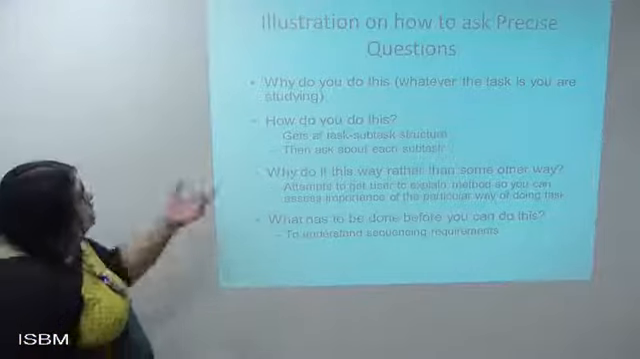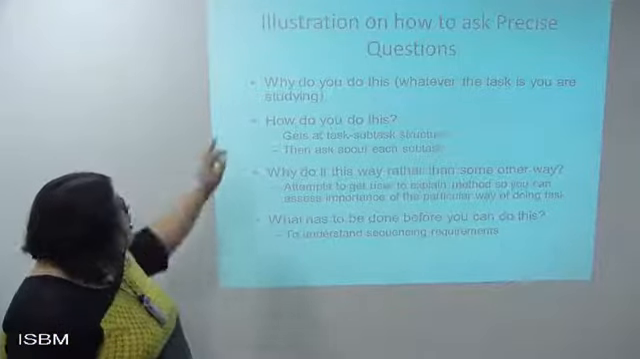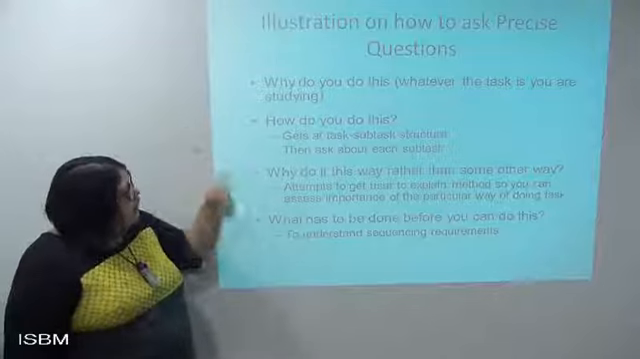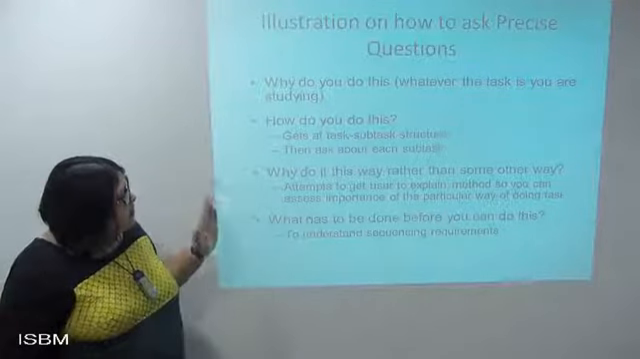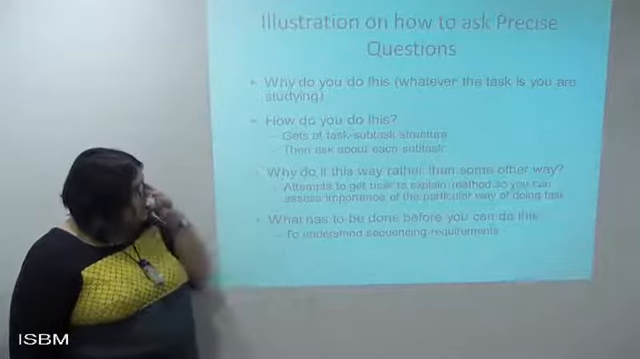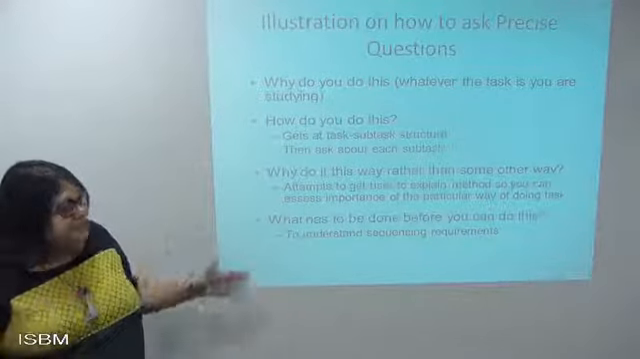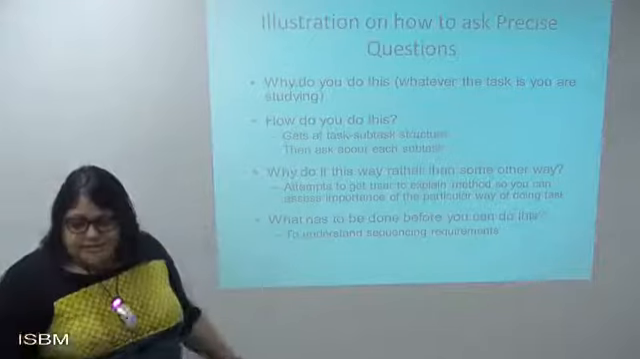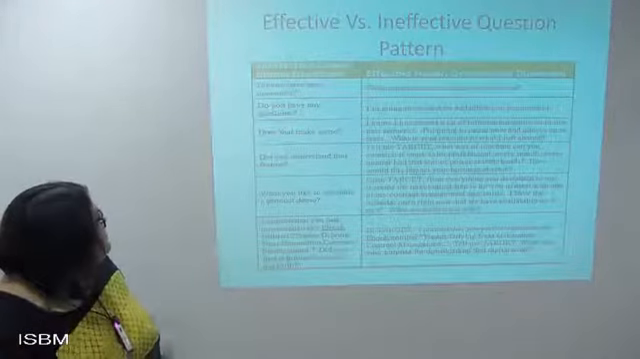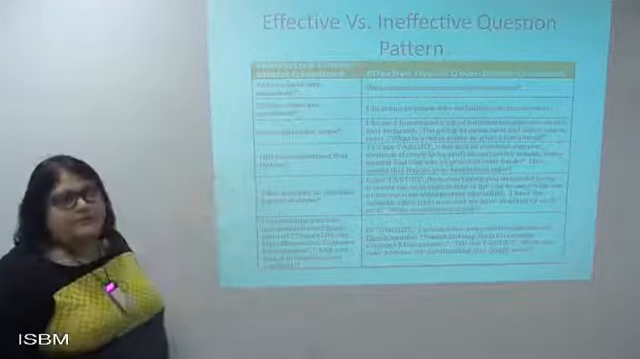So how do you ask a precise question? Why do you do this? How do you do this? Get a subtask structure, then ask about the subtask. Then ask why you do it this way rather than some other way, and what has to be done to understand the sequencing requirements. So basically, do you have any questions?